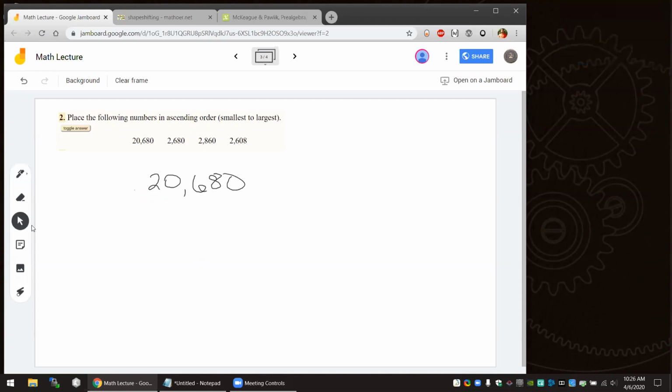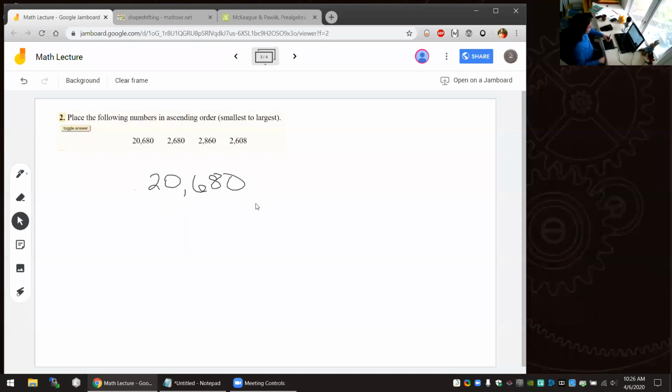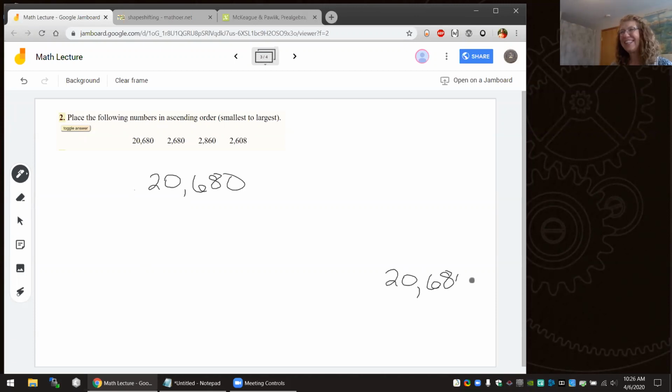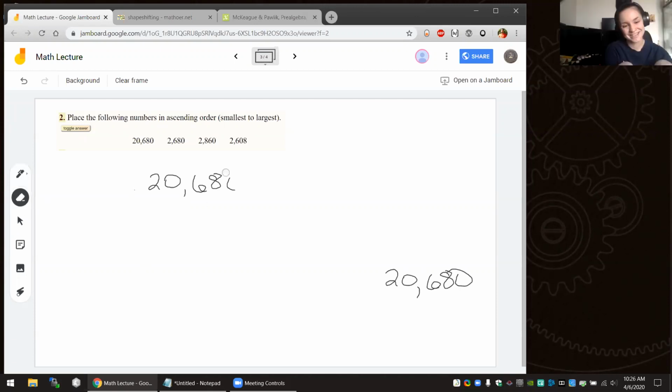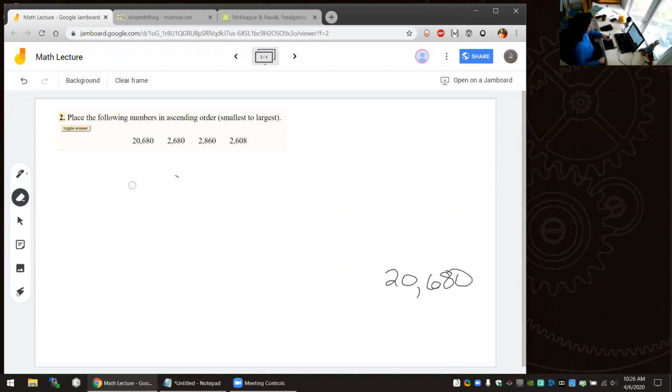2,860. Yeah, and I should probably, can I highlight that? No, I'm doing it wrong. I was supposed to write it smallest to largest, so I should follow my own directions. Okay, yeah, for me it's easiest to think going smallest.